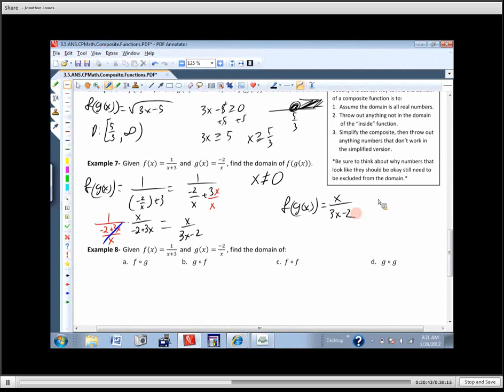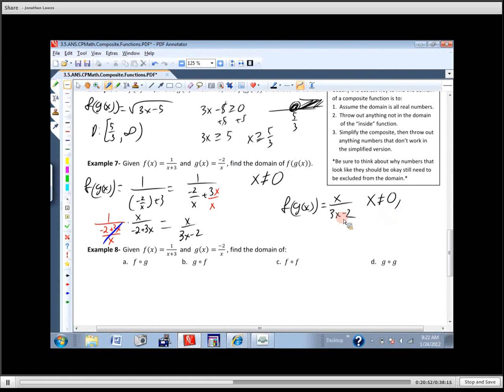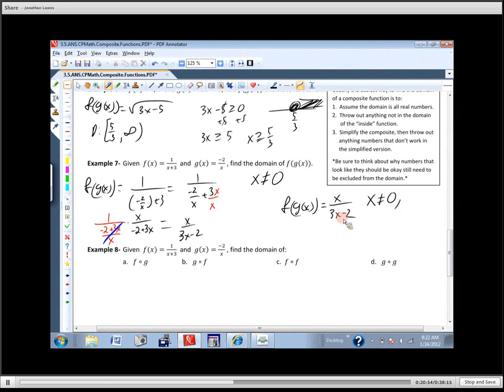And we already said we can't plug in a 0. We threw that out to start with because we started with g. Is there anything else in the simplified version that we need to throw out? We can't have the denominator equaling 0, and what would make 3x minus 2 equal to 0? Giving away the answer in the question. 2/3 wouldn't work, right? We'd have to throw that out.